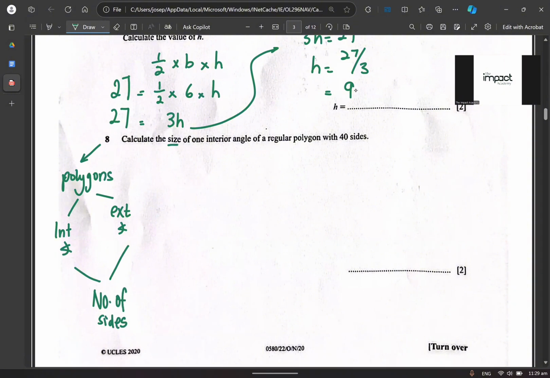Now, I will give you two very important formulas. First one is called n minus 2 times 180. Do you recall? Yeah. Okay, this is the first one. The second one is called 360 over n. Okay, the second one is called 360 over n.